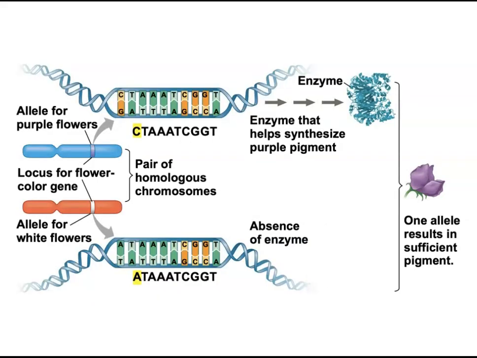Here we can see the actual genes, the DNA segments that make up these two different alleles. The allele for the purple flower contains a gene that makes an enzyme to make a purple pigment. This is why flowers carrying this allele have purple petals. In contrast, the allele for the white flower contains a gene that results in no enzyme. Therefore, no purple pigment is made and the flowers are white.